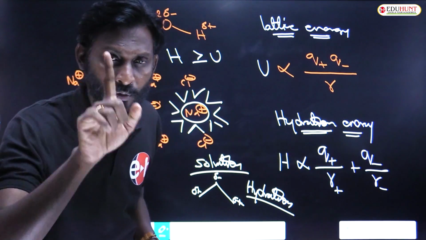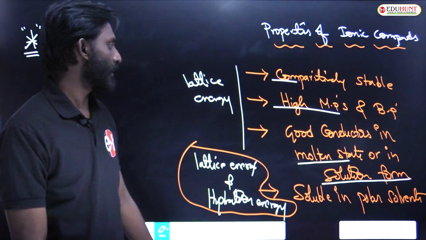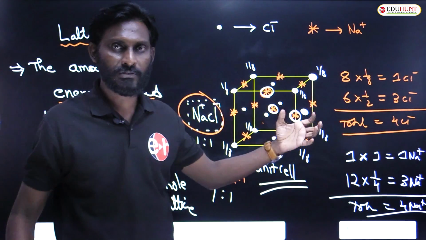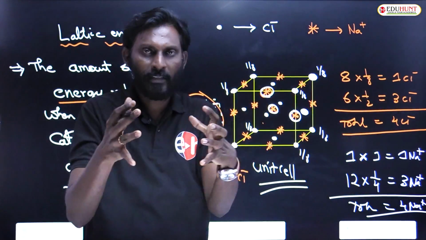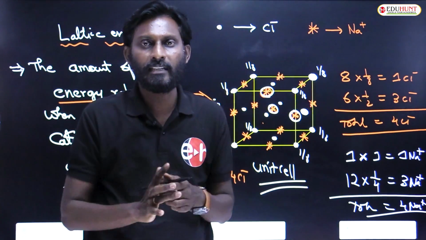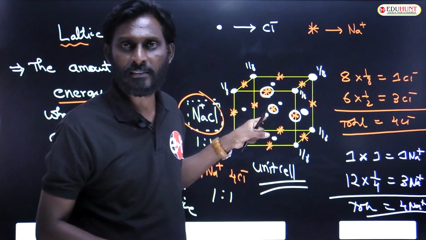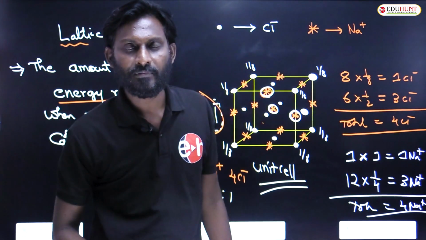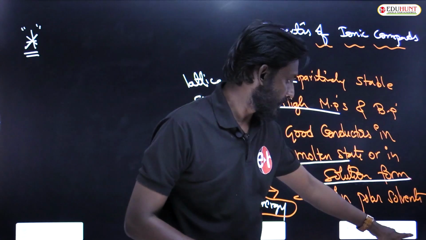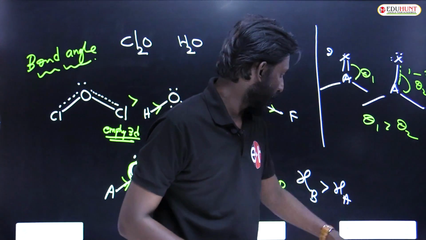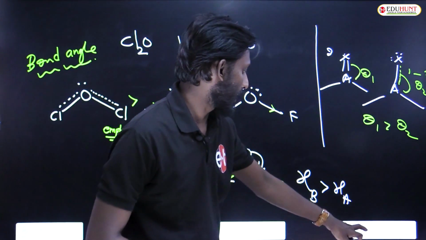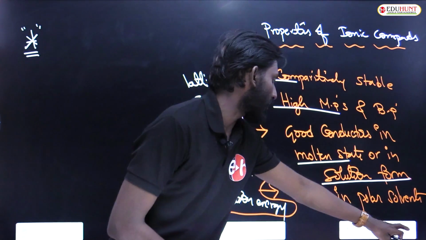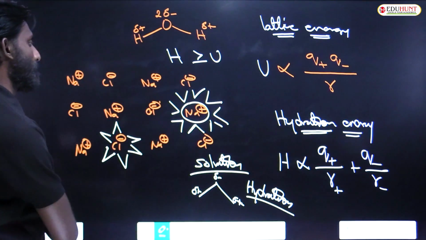I told you previously, what is lattice energy? When 1 mole of cations and 1 mole of anions form 1 mole of crystal, the energy released is called lattice energy. Now if you want to break this lattice, what amount of energy do you have to give? Lattice energy. So in the form of hydration, we are supplying that lattice energy.